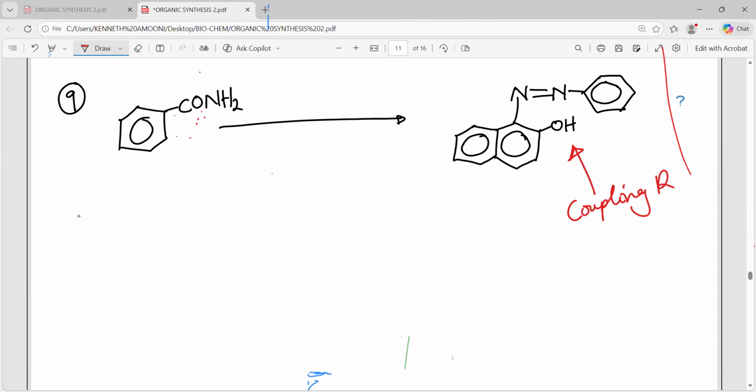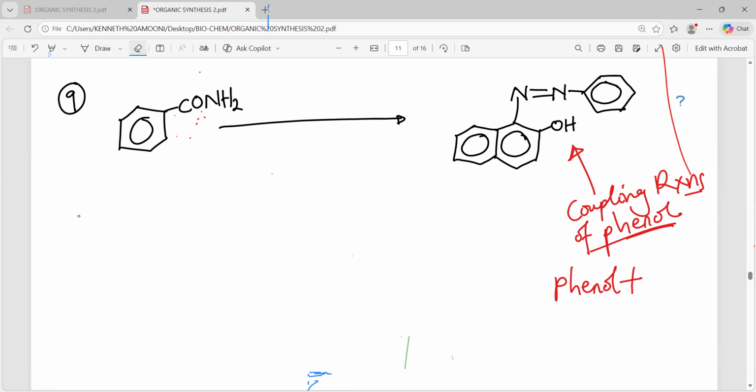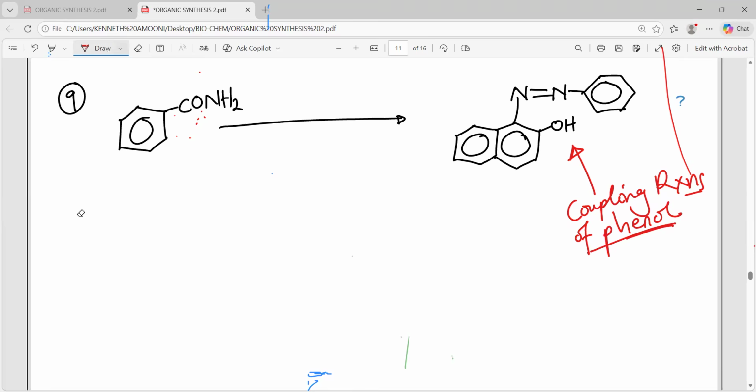When we're looking at the coupling reactions of phenol, if you have covered it in your schools, you'll be in a position to remember. So in this case, you're going to have phenol reacting with a benzene diazonium salt to form for us that compound. So it falls under a coupling reaction of phenol. So what is your mandate and duty to do in this synthesis?